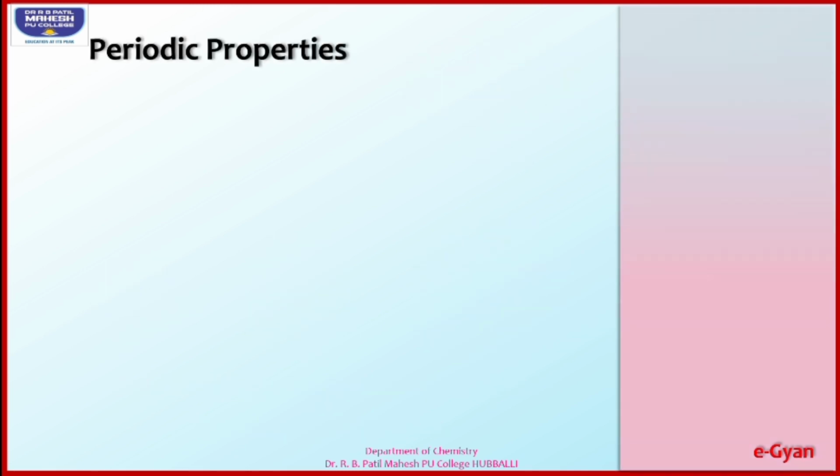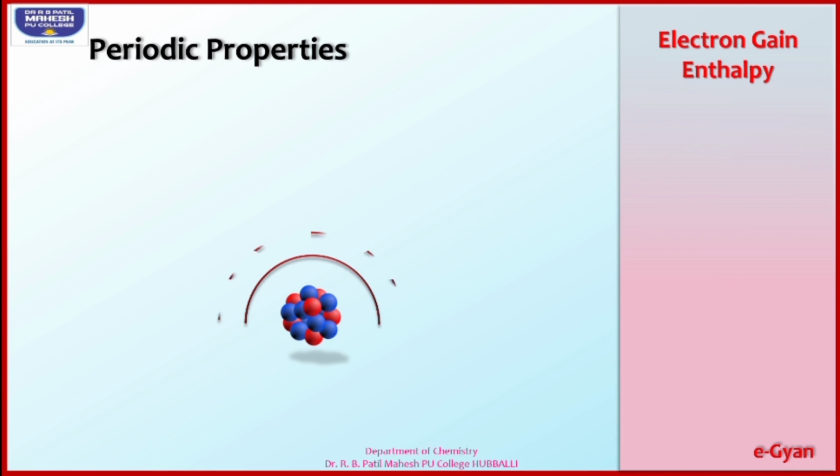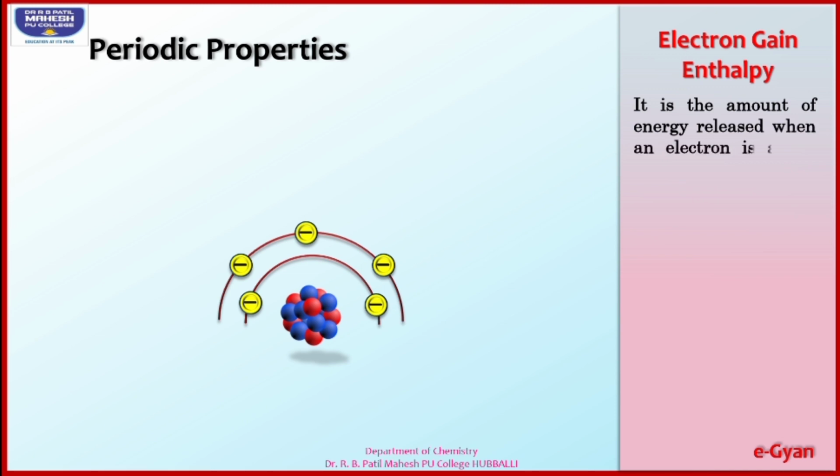Moving to third property, electron gain enthalpy. So there is a nucleus, different shells, different number of electrons present in different orbitals. It is the amount of energy released when an electron is added to valence shell of an isolated gaseous neutral atom. It is known as electron gain enthalpy. So the amount of energy released when the electron is added to valence shell.